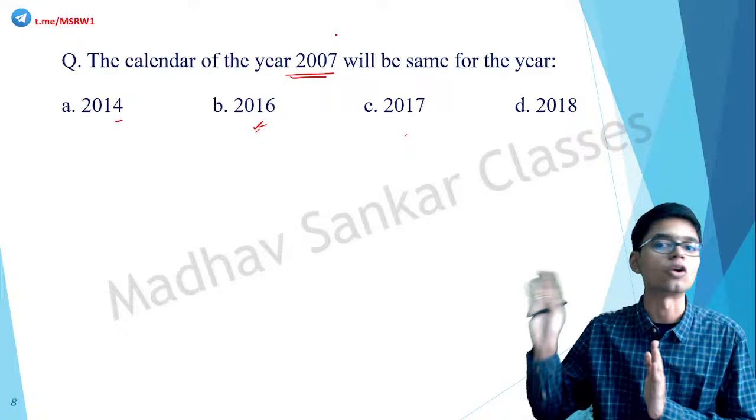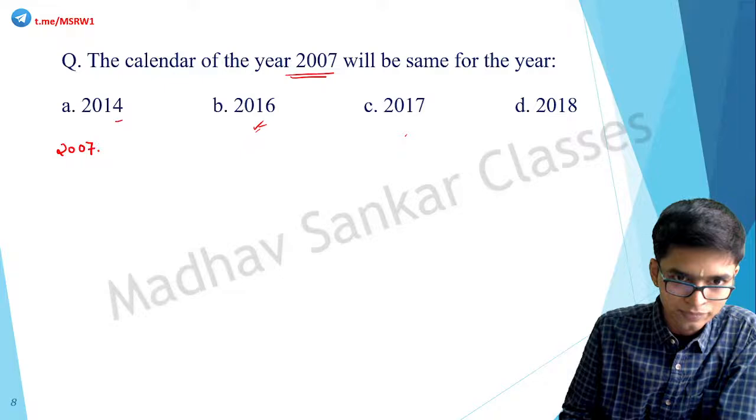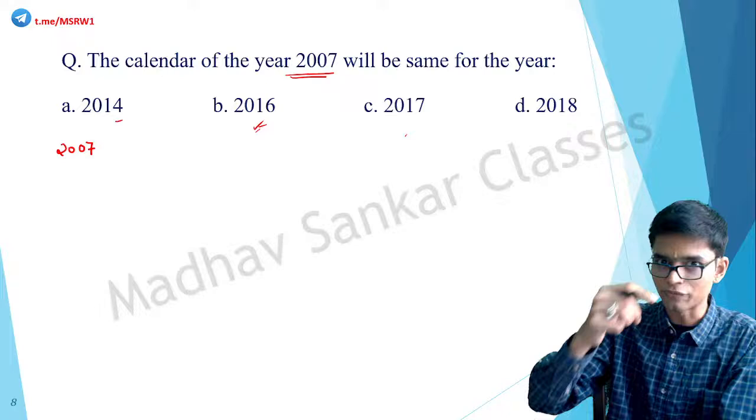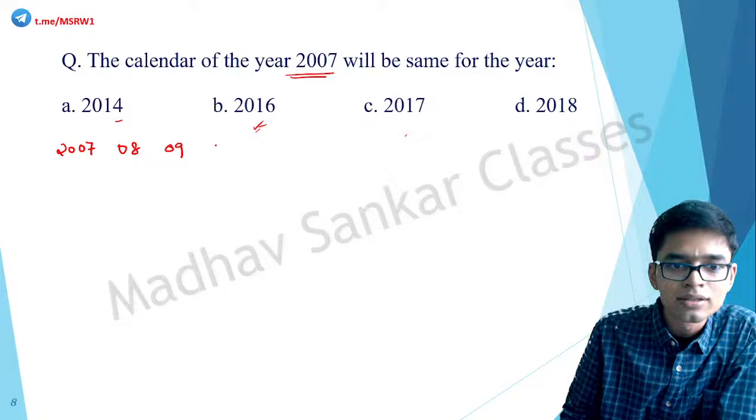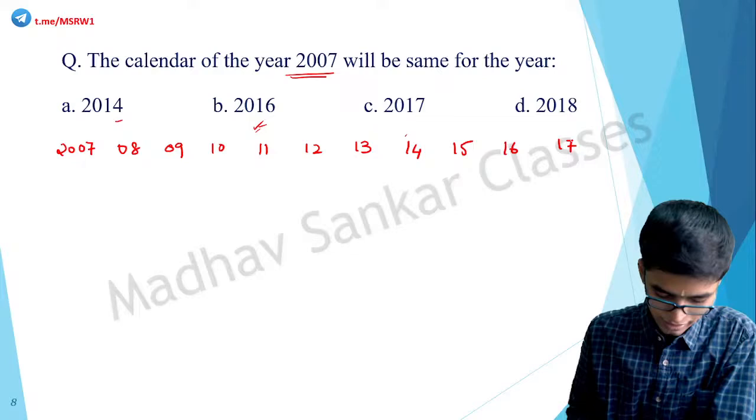Let's do this. 2007 is the first year, so let's start with that. The last year is 2018, so we have to write all the way to the year before, 2017. So 2007, 8, 9, 10, 11, 12, 13, 14, 15, 16, and 17.